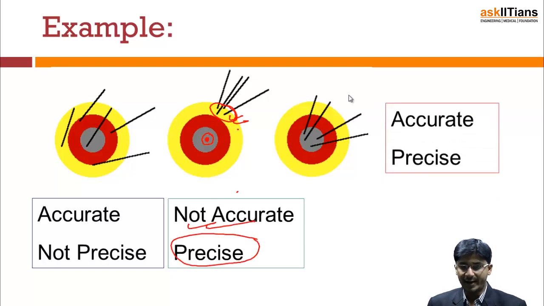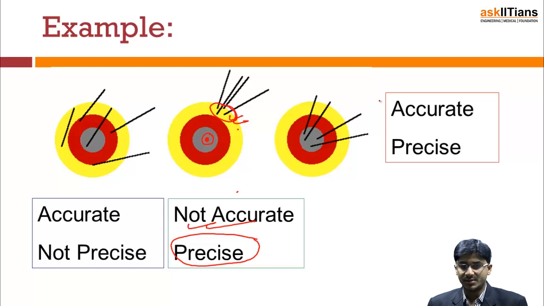Now this third one is both accurate, because he is hitting near the bullseye, and precise, because all of the measurements, all of the hits of the arrows, are at the same place. This one is not accurate because it's not even hitting the bullseye, nor are the values at a fixed distance from it. They are not being consistent in the hitting either. This is not accurate, not precise; this is not accurate, but precise; this is accurate and precise. This is the difference between accuracy and precision.